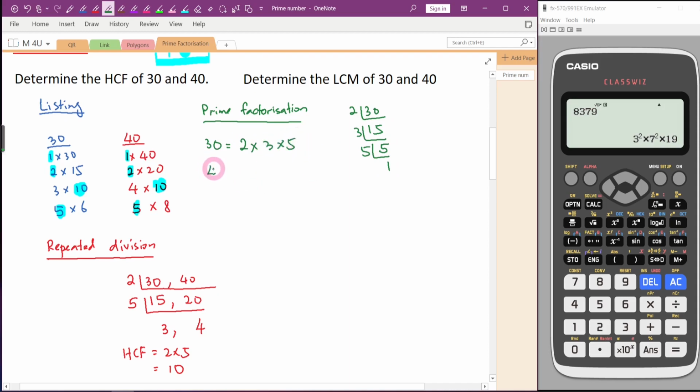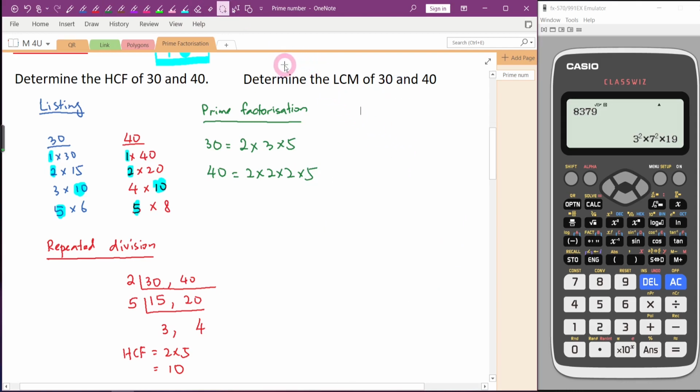Now divided by 5. Okay, 2 times 3 times 5. How about 40? Same thing. We do the prime factorization for 40. 40 divided by 2, you get 20. 20 divided by 2, you get 10. 10 divided by 2, you will get 5. 5 divided by 5, you will get 1. So it will be 2 times 2 times 2 times 5. Okay, let me erase this one first.